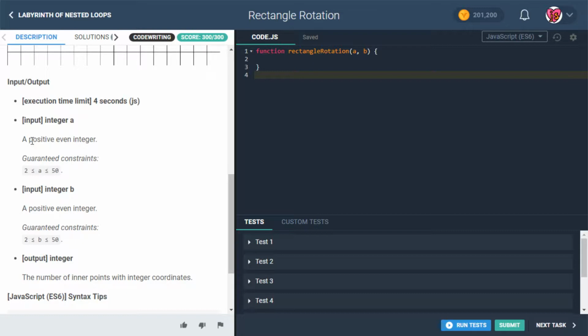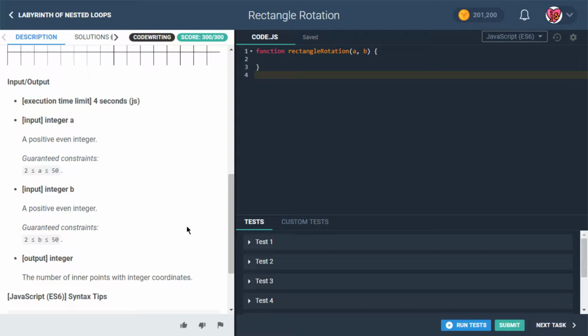So a and b are both positive, even integers. So they're greater than 0. They're both divisible by 2. And they can't be bigger than 50. So, okay, that should be pretty manageable. It's not going to be all that many of these that we'll have to deal with.